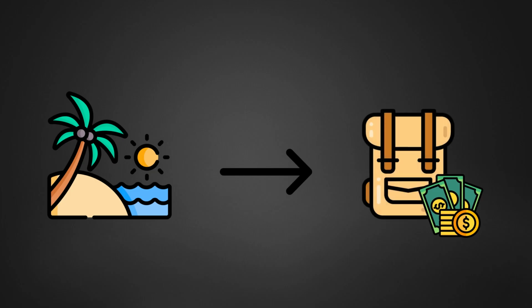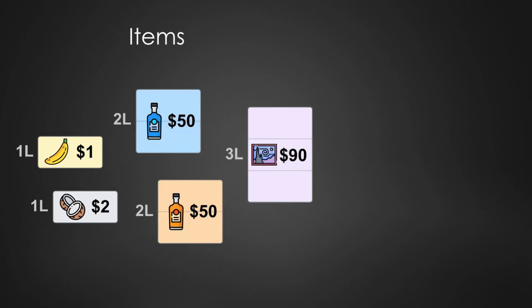Let's imagine you're about to go home from your holidays and you want to bring back the most valuable items that fit in your backpack. To illustrate this, let's consider 5 items you would like to bring back: a banana, a coconut, 2 whiskey bottles, and a painting. Each item has a different value, represented in dollars, and occupies a specific volume measured in liters.